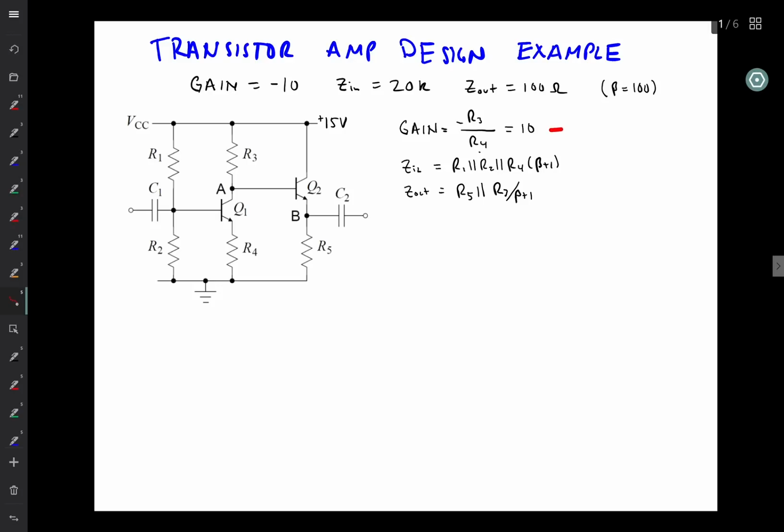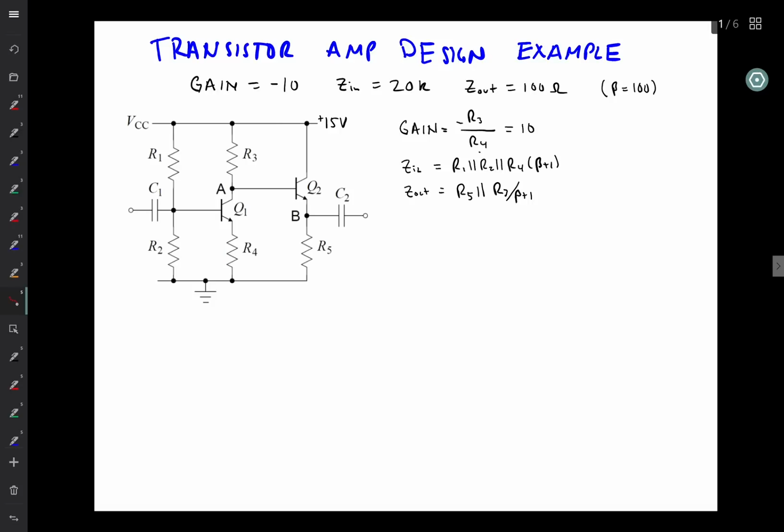The gain, which is right here, is the ratio of the collector resistor to the emitter resistor in the gain stage, which is this common emitter amplifier centered by Q1. The input impedance involves the bias network coming into Q1, these two resistors in parallel, along with the input to the base of Q1. And so it is equal to R1 in parallel with R2 in parallel with R4, the emitter resistor of Q1, times beta plus 1.